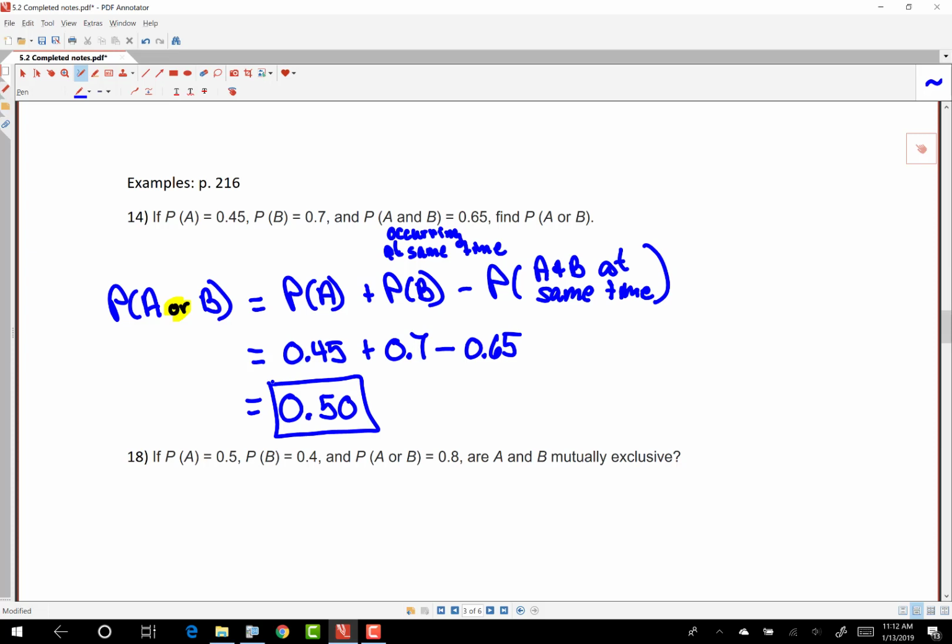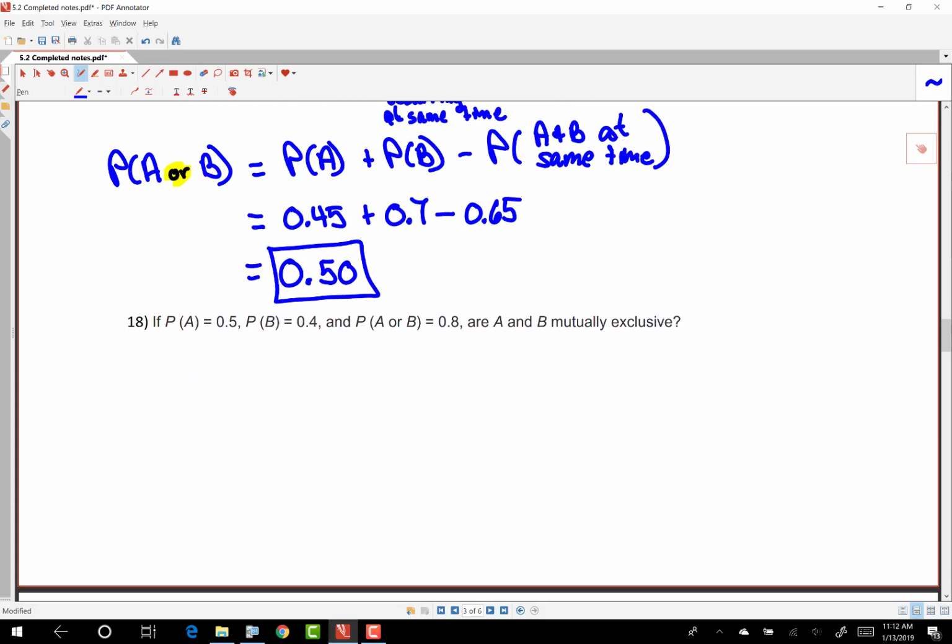Let's look at number 18. It's kind of similar, although we're going to answer a question at the end. It says, if the probability of A is 0.5 and the probability of B is 0.4 and the probability of A or B is 0.8, are A and B mutually exclusive?